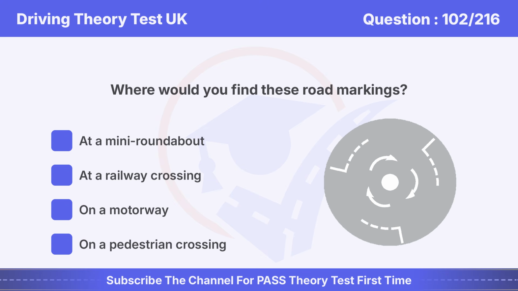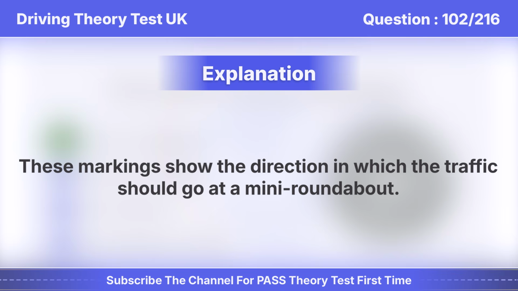Question 102. Where would you find these road markings? Answer is A. At a mini roundabout. These markings show the direction in which the traffic should go at a mini roundabout.